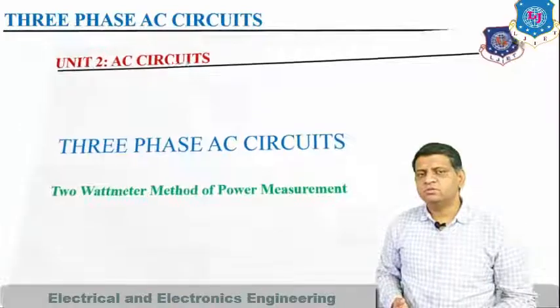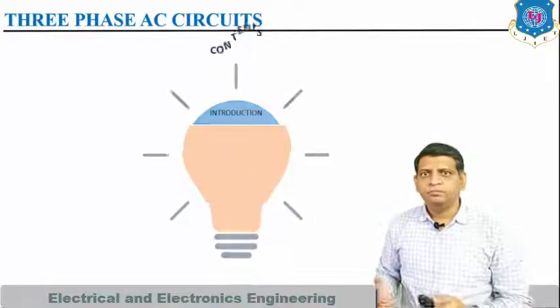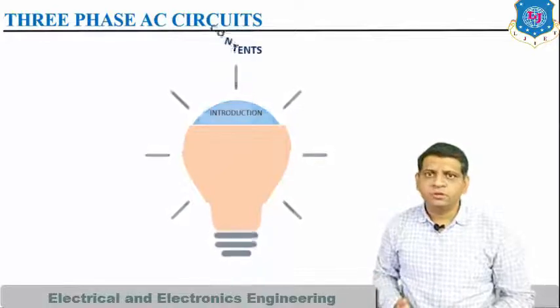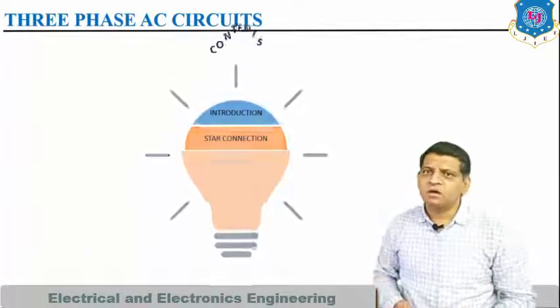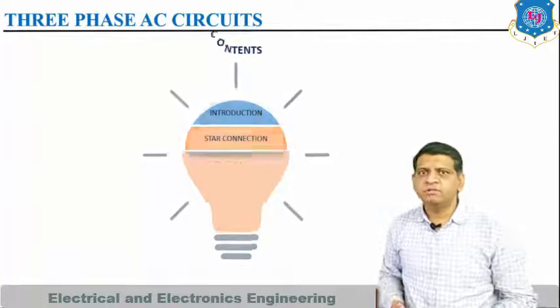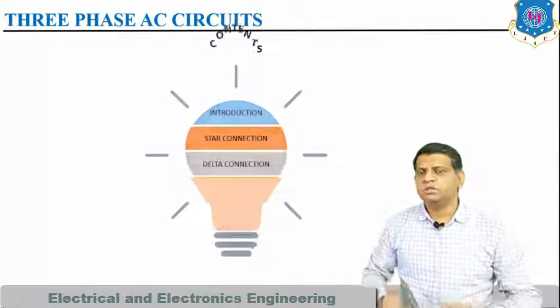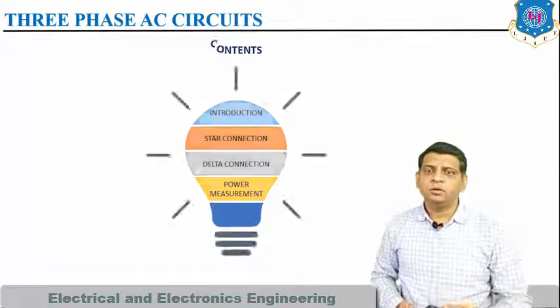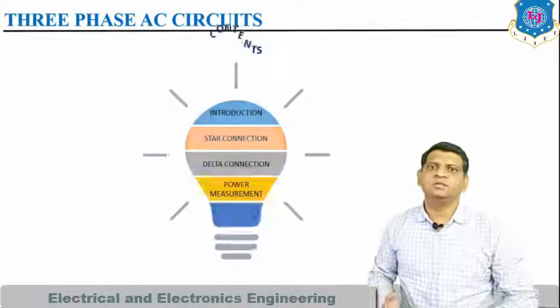In today's session, if we talk about all the contents of this particular part of the chapter, we have started with the introduction, then we have discussed the star connection, then the 3-phase delta connection, and then in today's session we are going to discuss the power measurement. Today we are going to measure the power of a 3-phase AC signal.